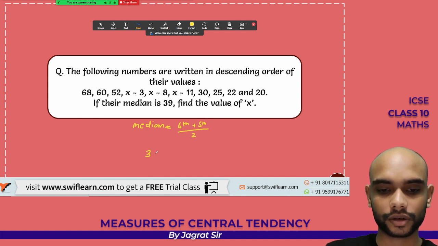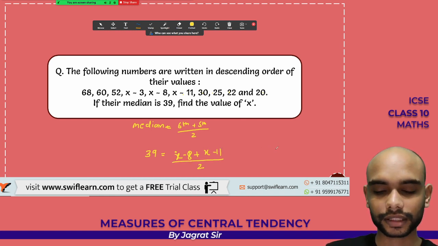So median is already given, that is 39. Now 6th observation is 1, 2, 3, 4, 5, 6, x minus 8, plus x minus 11 upon 2. So you will be having 39 into 2, 78, and then here you will be having like how this 2 went there. Okay, so that's why you're getting 78.